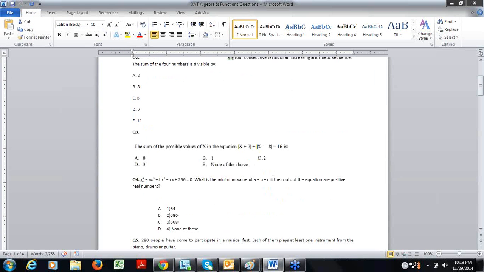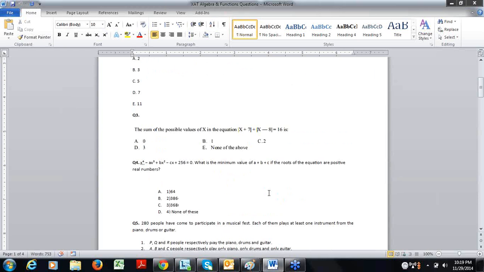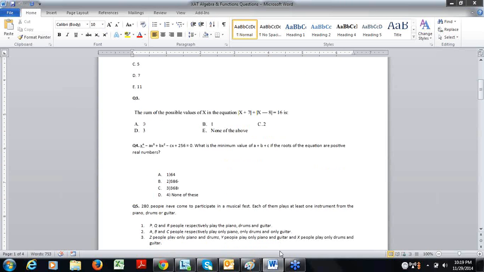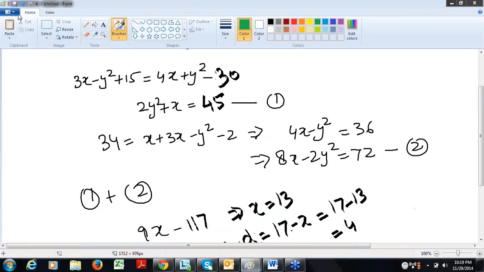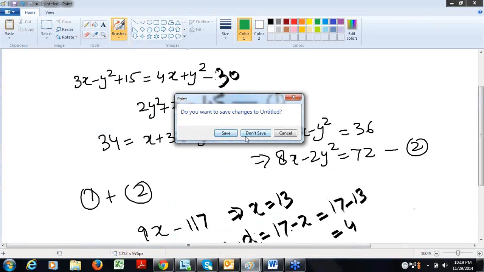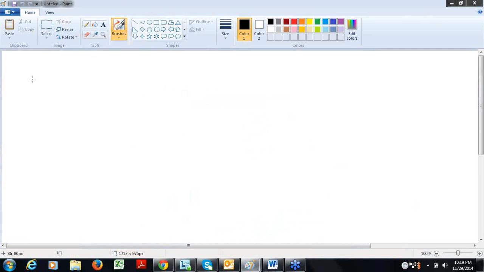Now moving on to question number 3. Question number 3 states the possible values of x in the equation. Okay, let's open a new one. So we have an equation: modulus of x plus 7 plus modulus of x minus 8 is equal to 16.